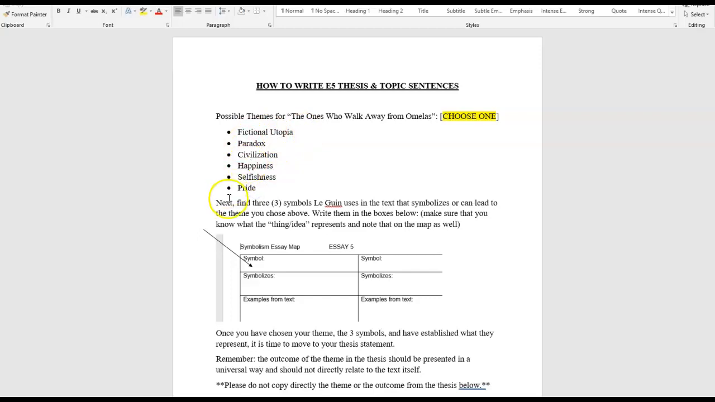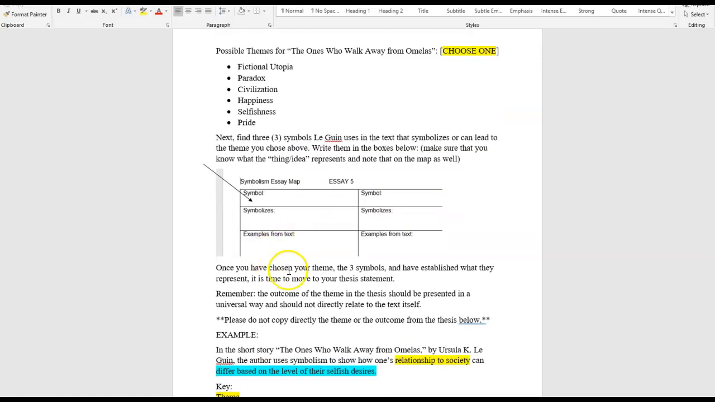list here. Next, you will find 3 symbols Le Guin uses in the text that symbolizes or can lead you to the theme you chose from above, and write them in the boxes below. Make sure that you know what the thing or idea represents and note that on your map as well.